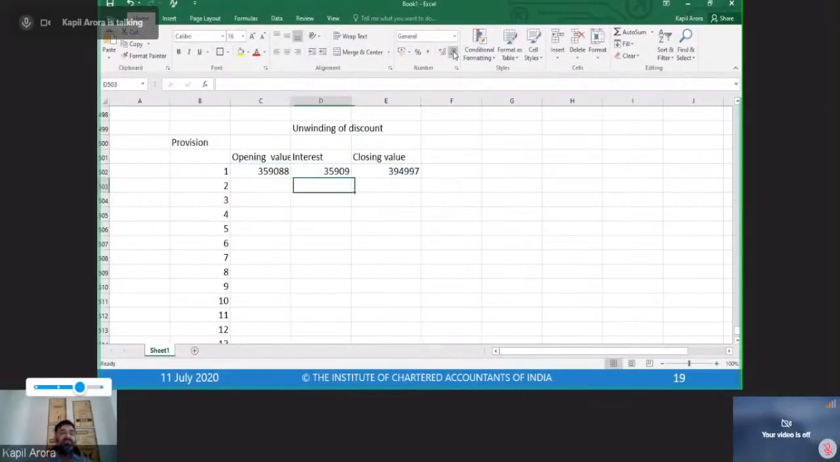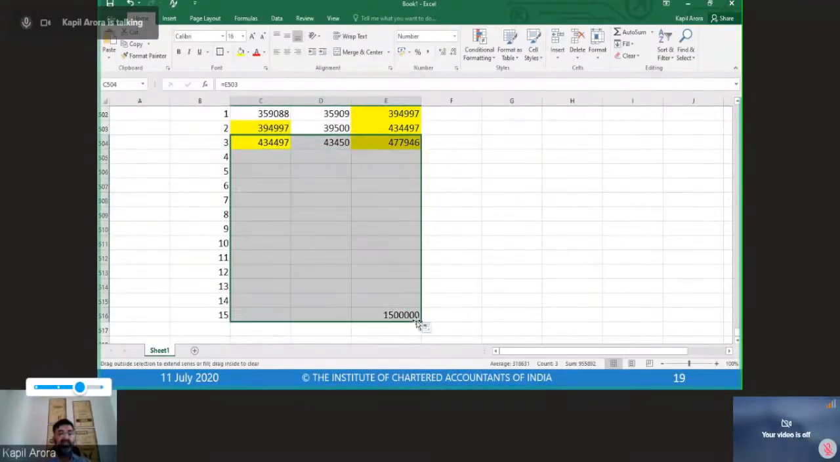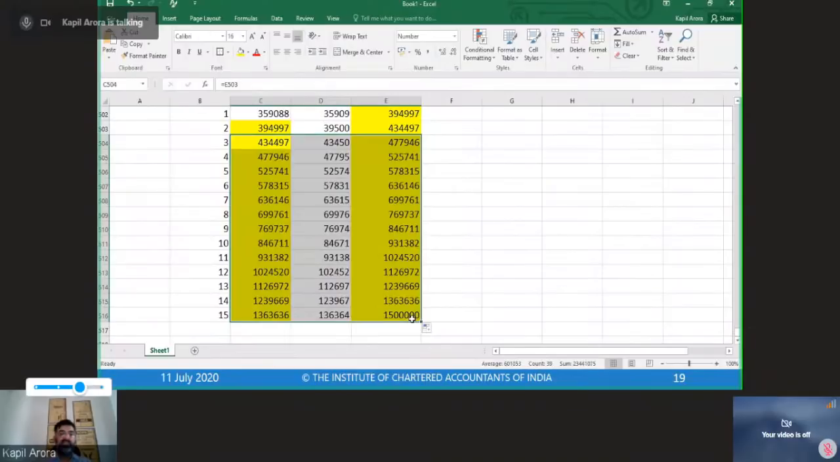Now this closing value will become opening for the next year. Right, so you can see it is same. This closing will become opening for the next year, and I'll again charge 10% interest on the new opening value. The value of opening liability or the provision today which we have, then again I get closing value. Again opening, interest, closing. And by doing that up to 15 years, I get the value of 15 lakh.